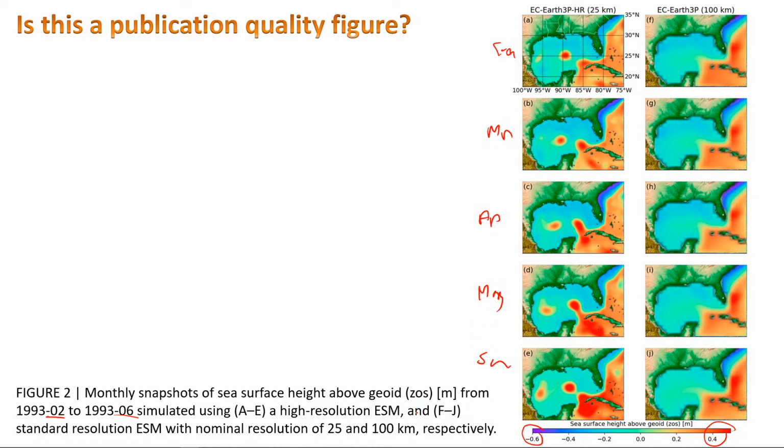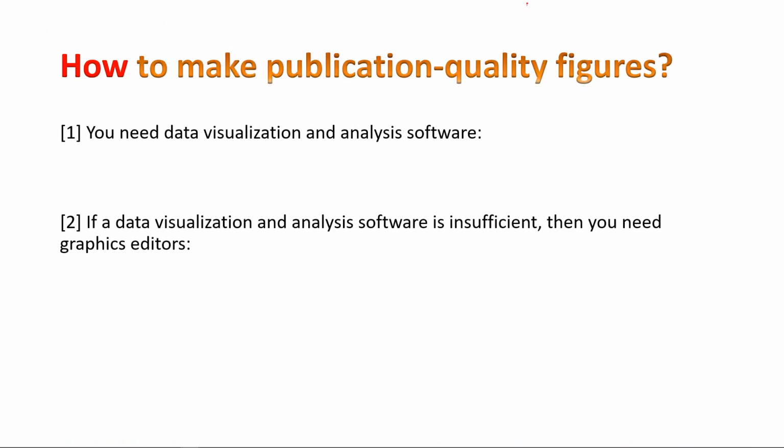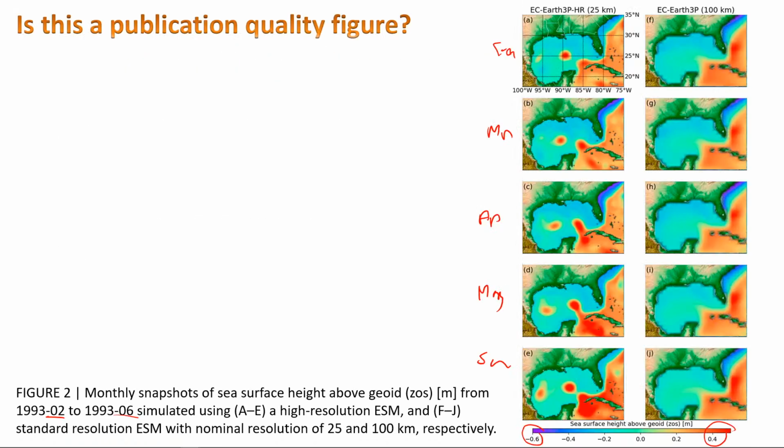So I'm showing this here for the high resolution model and the normal resolution model. This model has a high resolution of 25 kilometers. This model has a low resolution of 100 kilometers. And what you can see here respectively. And then what you can see here, I could have added more. That's okay. That's also optional.